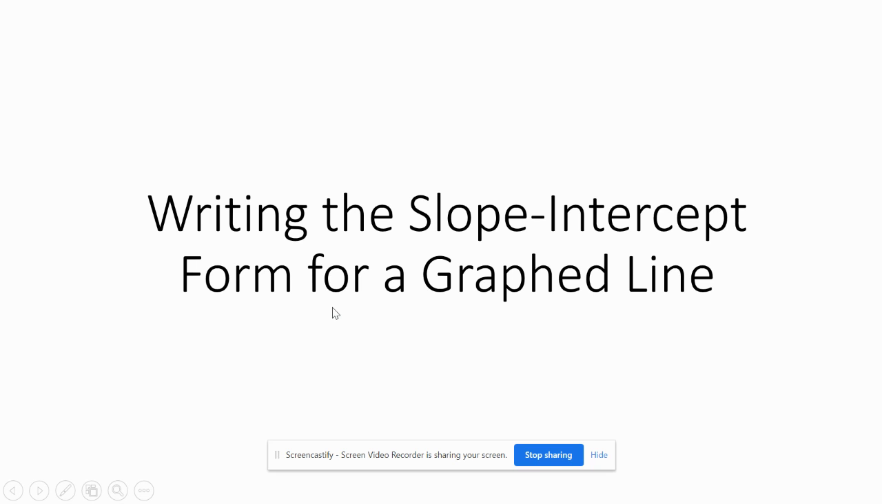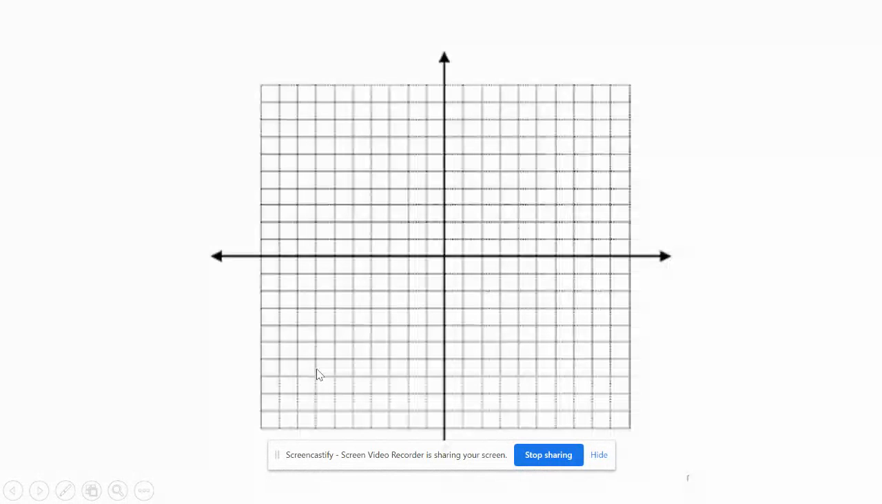So yesterday we talked about determining the graph for a slope-intercept form of function. Today we're going to try to determine the function for the graph. Right, so we're going to be working backwards. I'm going to give you the graph, and you have to come up with the function.